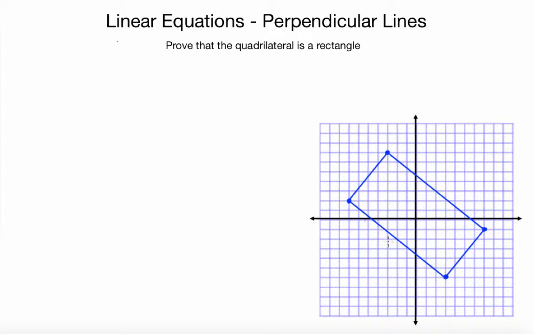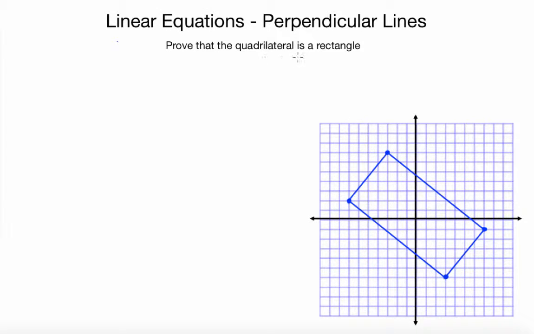So we're given a shape right here, and we want to prove that this quadrilateral, which is just a word for four-sided shape, is a rectangle. We're using some coordinate geometry, which applies algebra and graphs and points to understanding shapes a little bit better, proving shapes and understanding definitions of shapes.